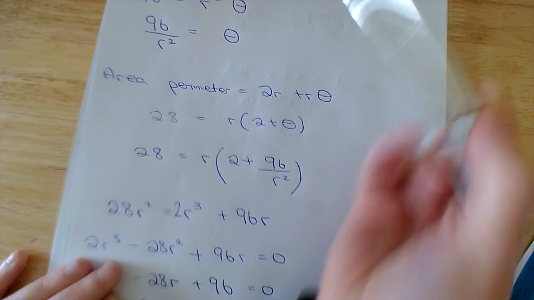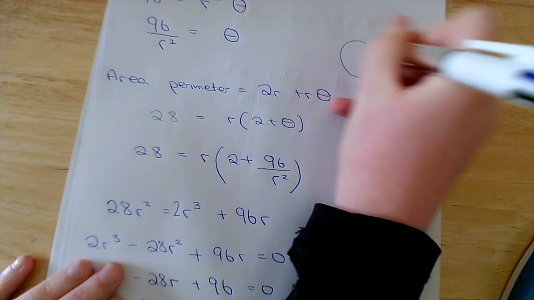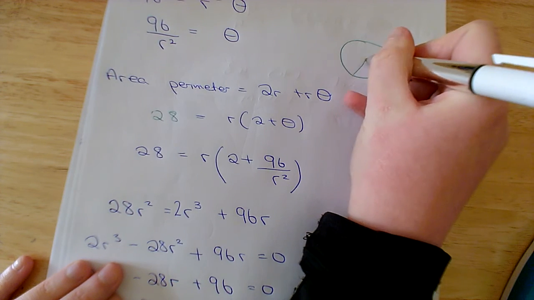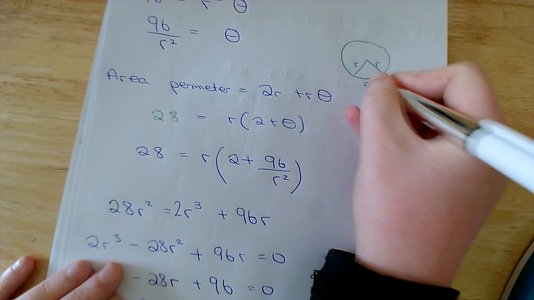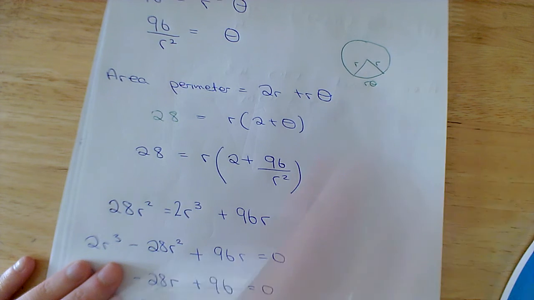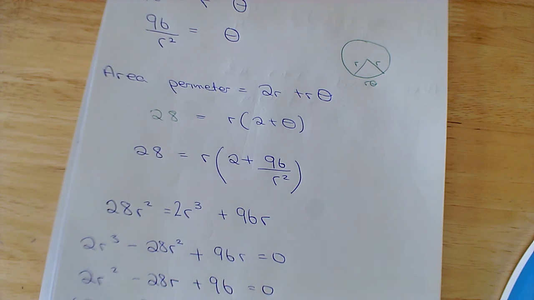So if I was looking at my sector, let's say here is my circle, and I was looking for just this particular part here, this here would be a radius, this here would be a radius, and this is actually my r theta. So that's where my perimeter is coming from, the perimeter of a sector.